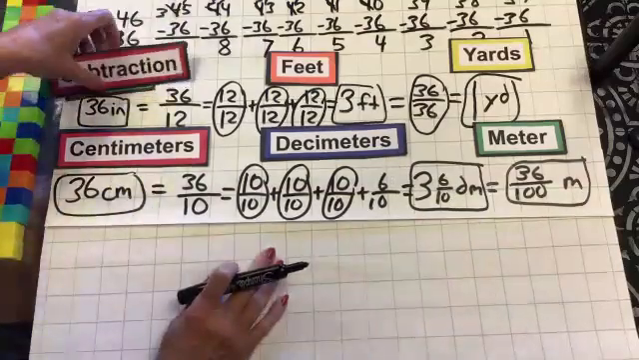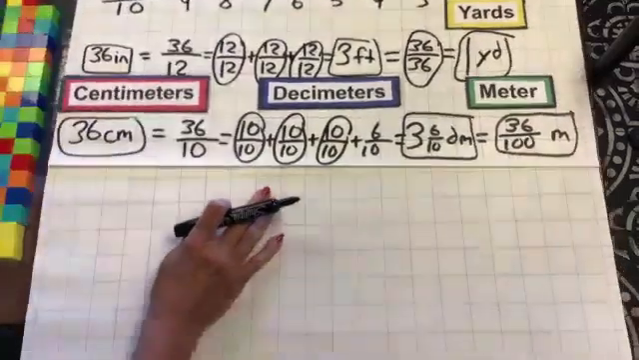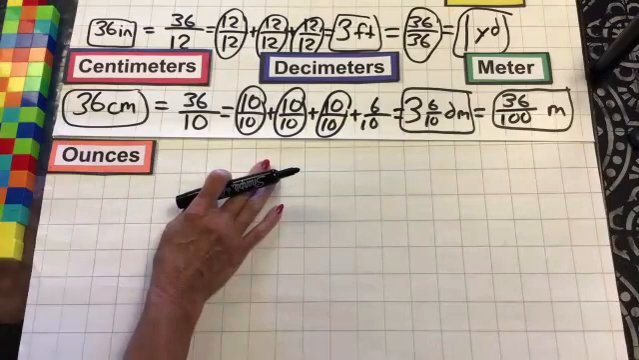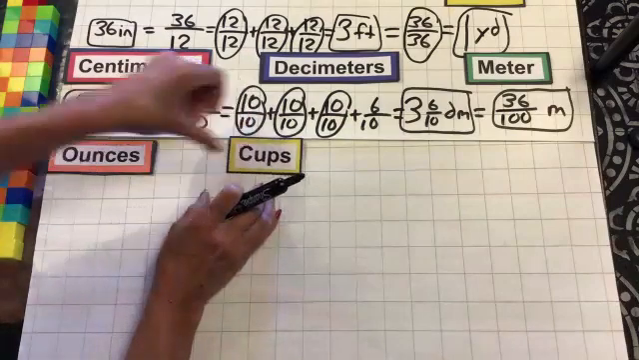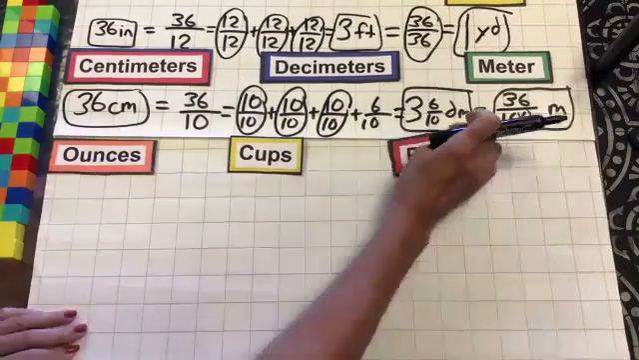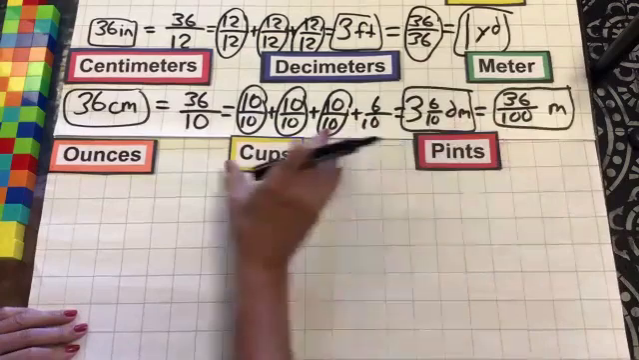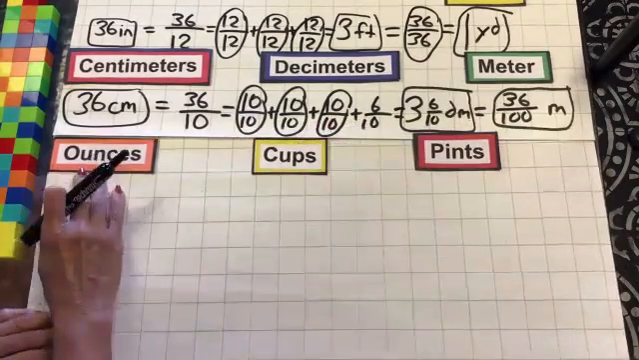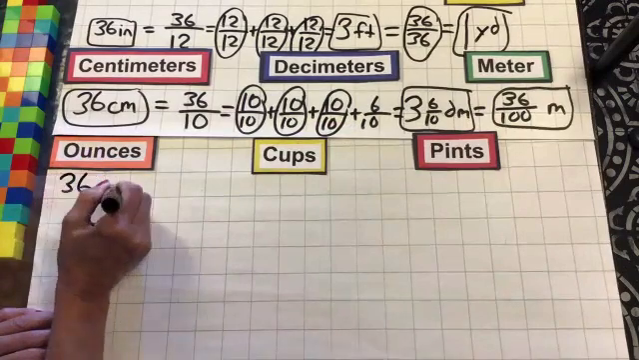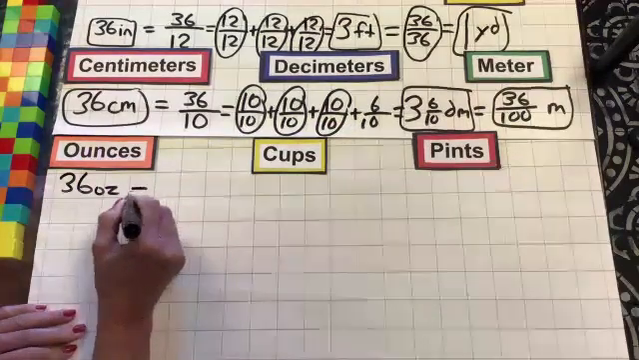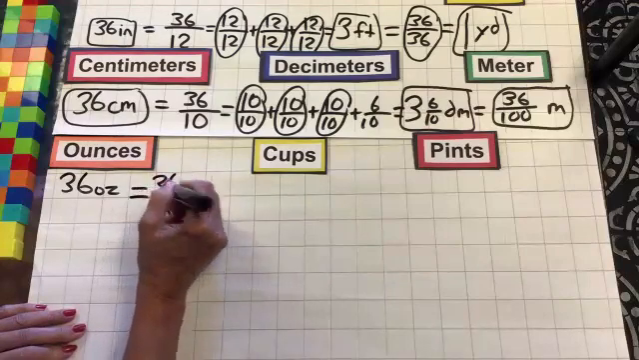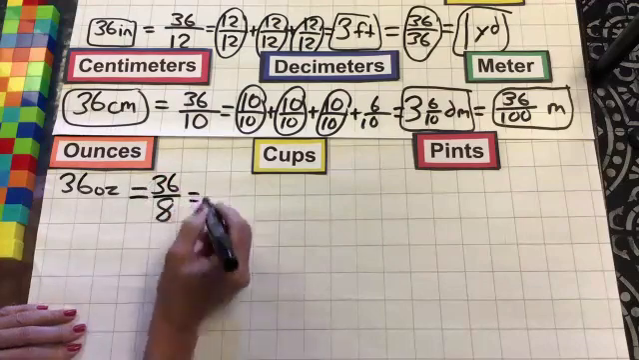All right, let's move on to our liquid form of measurement. We're going to do standard form first, ounces, cups, and pints. Let's see how we go here before I add my quarts. They might go down lower. I keep on having to move them around if I don't take my time here. So here we go, 36 ounces. It takes 8 ounces to make a cup. And so we have 36 over 8, an improper fraction.